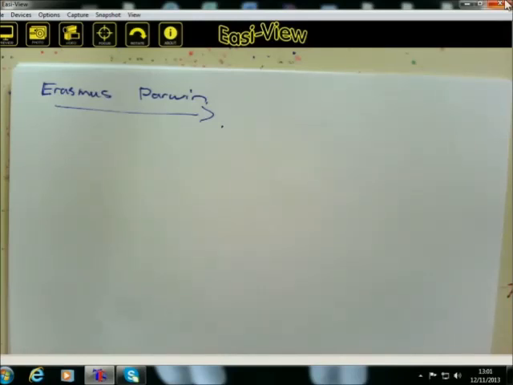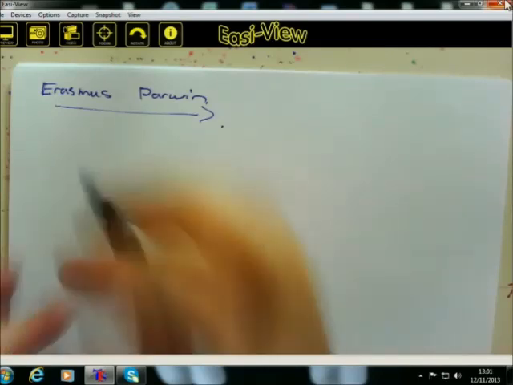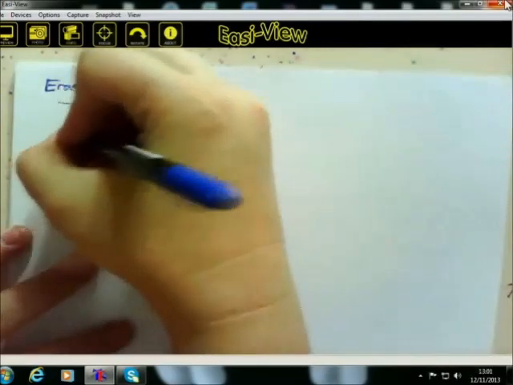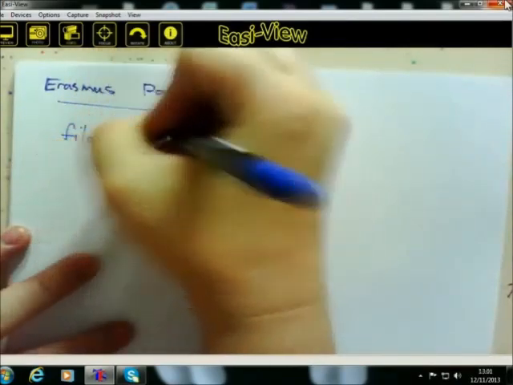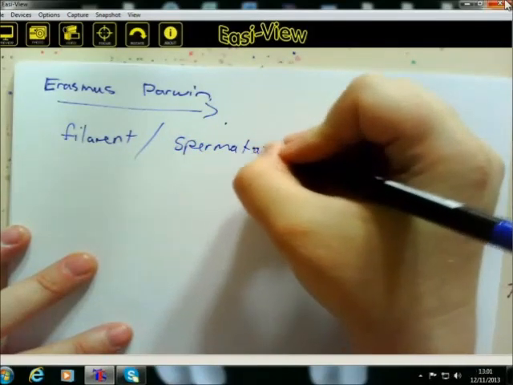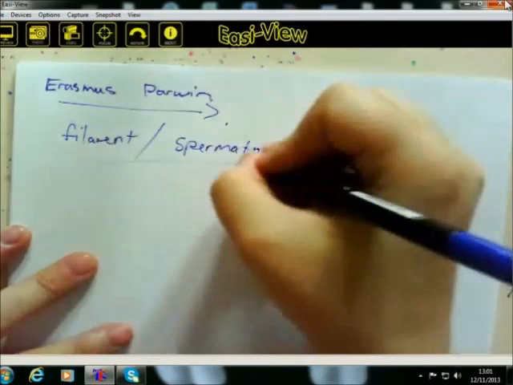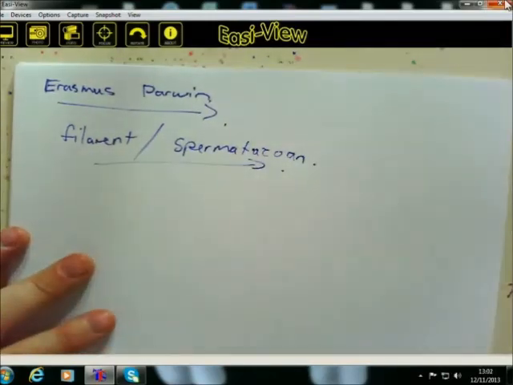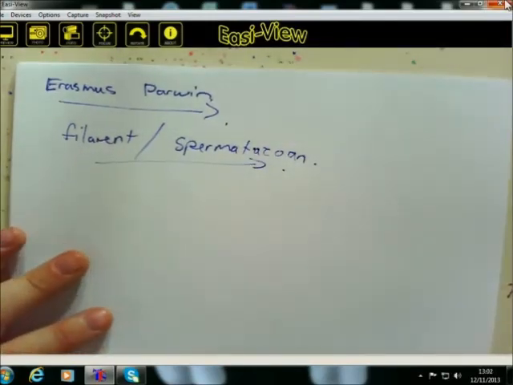believed and hypothesized and put forward as an idea is that everything that was alive at his time had evolved from a single filament or a spermatozoan. So he said that everything that we have today on Earth, everything that he could see, he felt had descended from a single filament or spermatozoan.